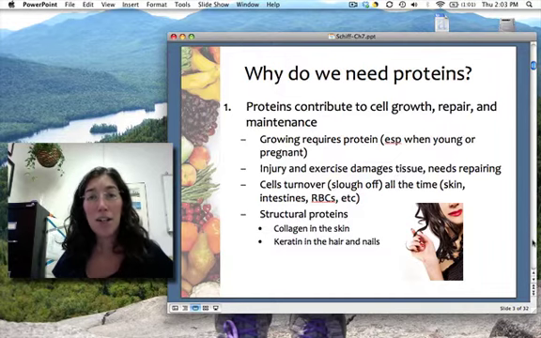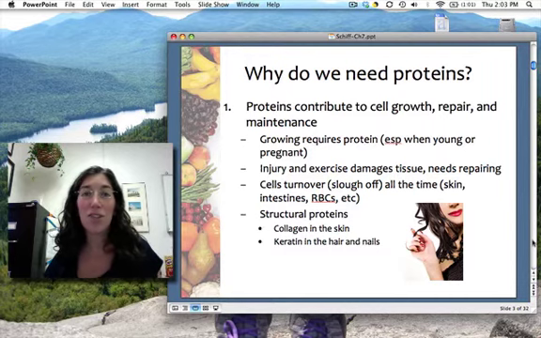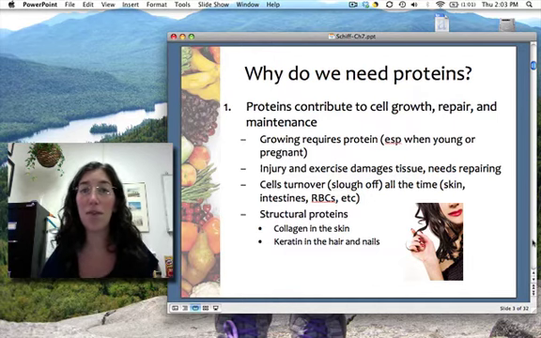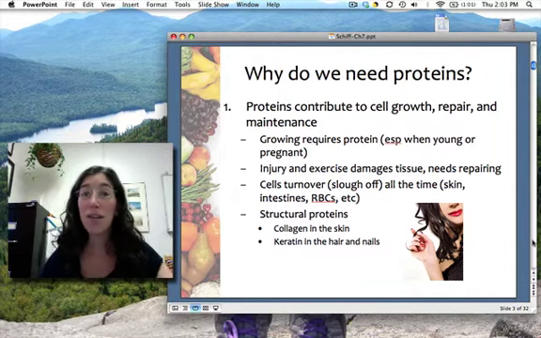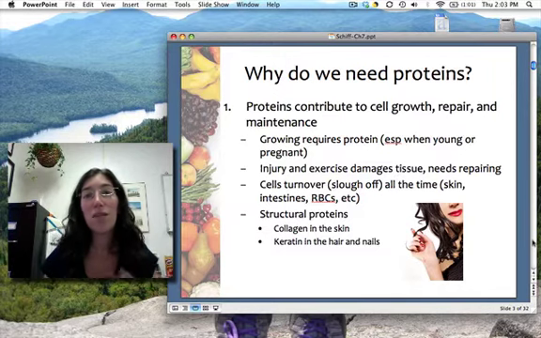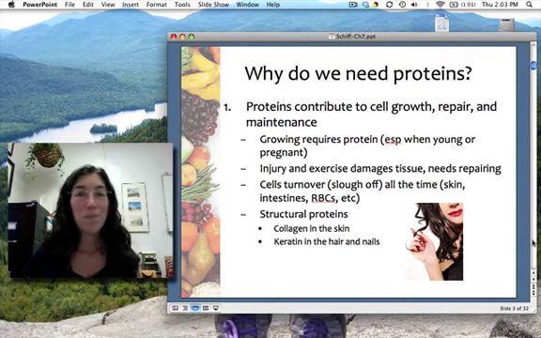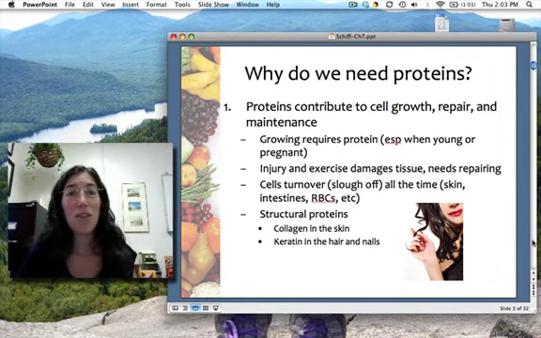Even when you're not growing, your body is not this static thing that just stays the same all the time. There's a lot of turnover going on that you're not necessarily aware of. Cells in your intestine and your blood cells only live for a few weeks, then they die off and you make new ones. So you're constantly regenerating new blood cells and discarding the old ones. Same thing with your skin cells.